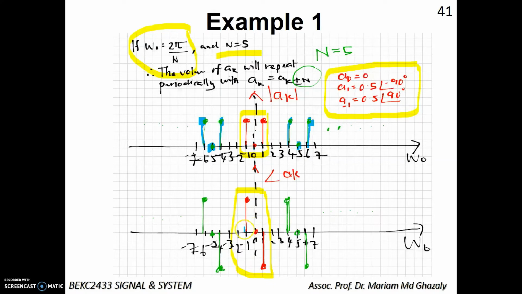For the phase value, it will be the same thing. You just need to repeat it. So you will have this plotting using the green markers for the plus and minus 5 values. Okay, so this is how you answer example 1.